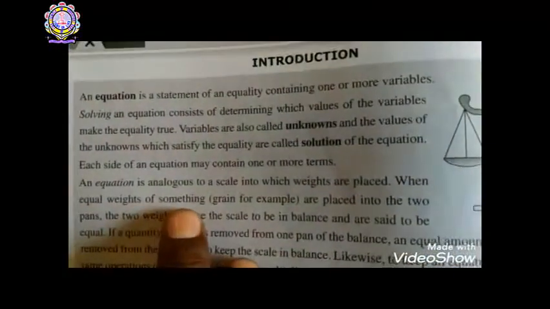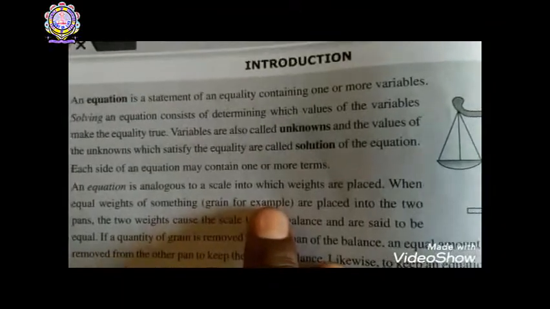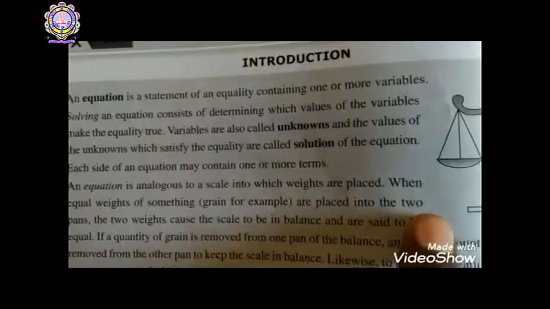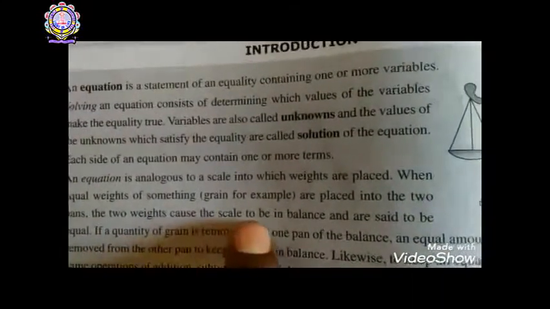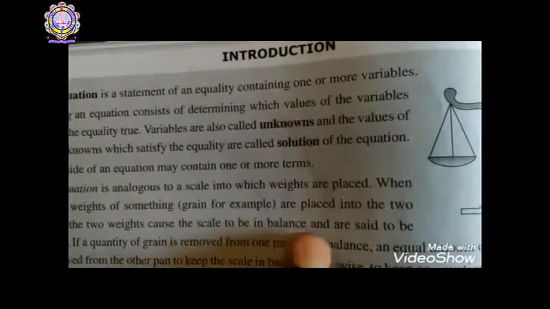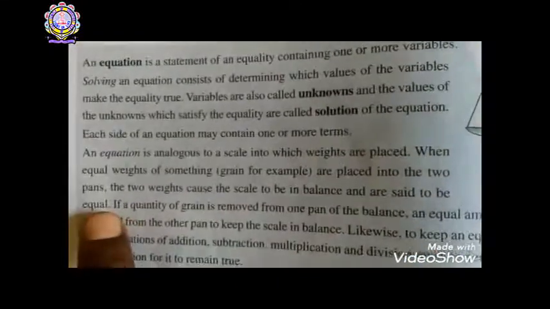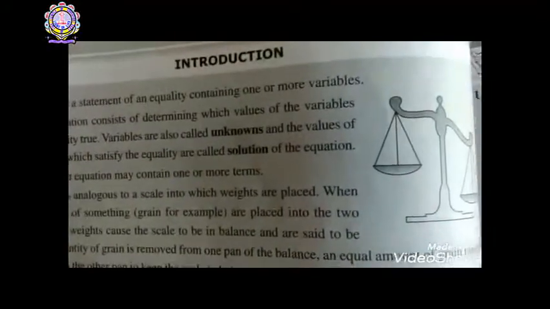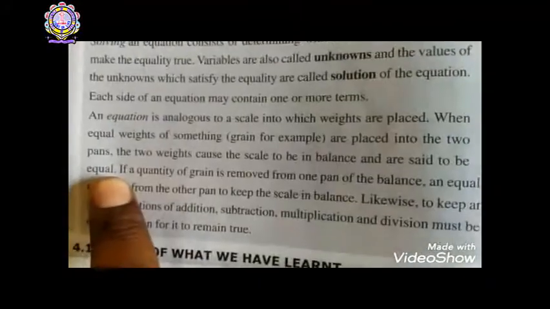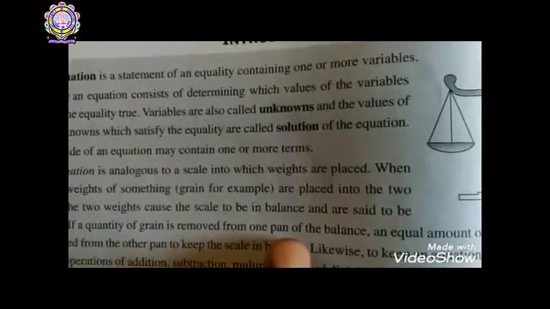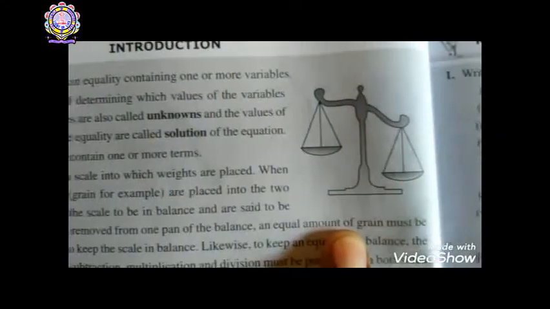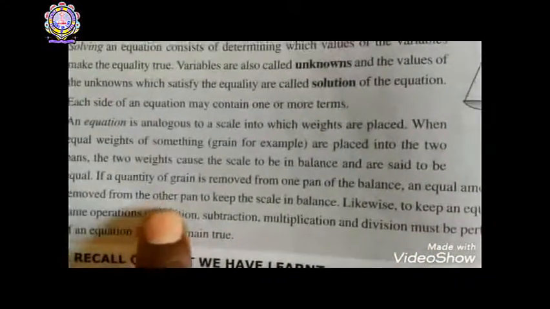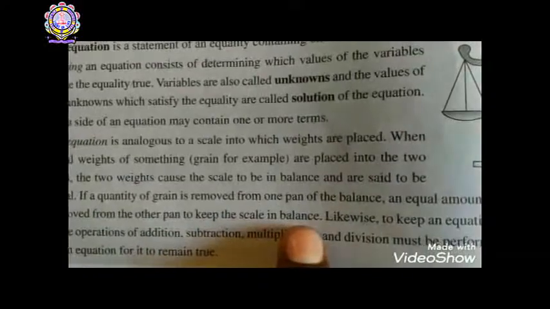When equal weights of something, grain for example, are placed into the two pans, the two weights cause the scale to be in balance and are said to be equal. If a quantity of grain is removed from one pan of the balance, an equal amount of grain must be removed from the other pan to keep the scale in balance.